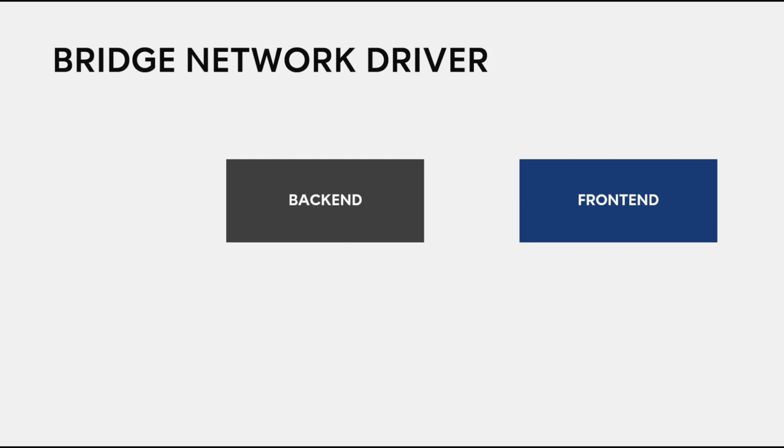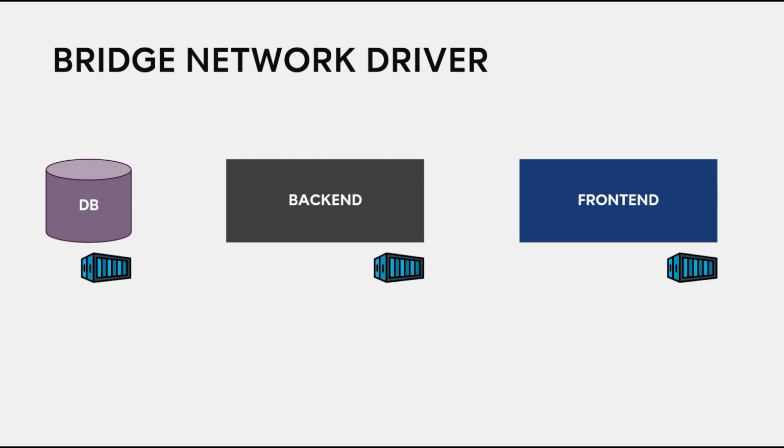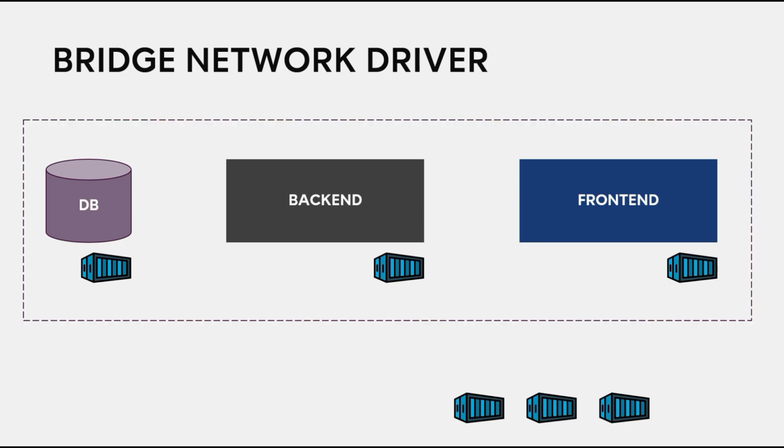For a better visual understanding, we can draw the bridge network with the containers. Let's imagine we have one backend and one front-end services. We also have a database service that is used by backend. Let's run these as containers. We have three services now. Additionally, assume that we have services running on other containers. However, we do not want these three services to communicate with them. So, actually, we need network isolation. This is exactly what we need.